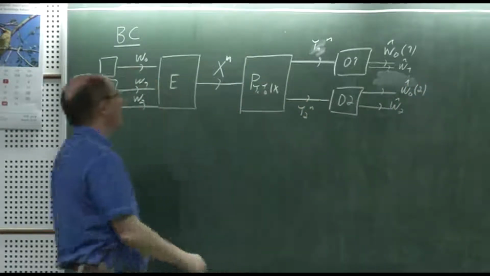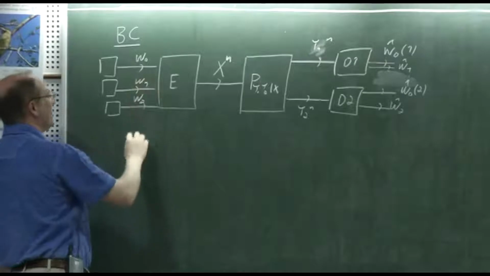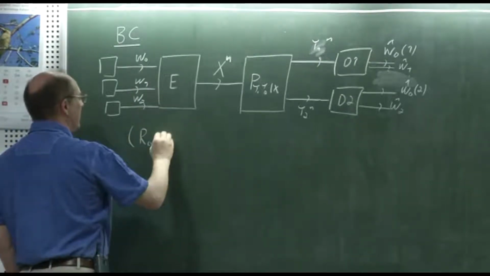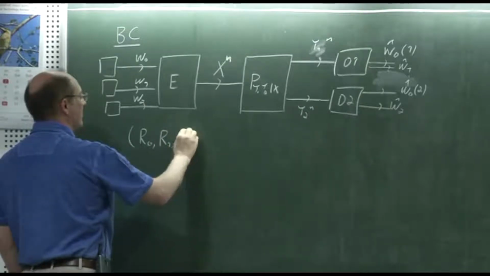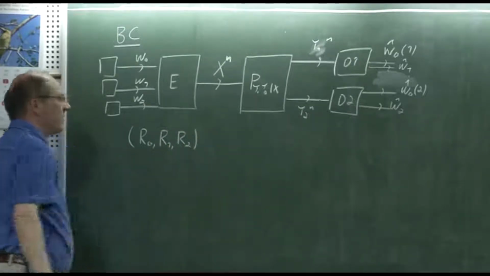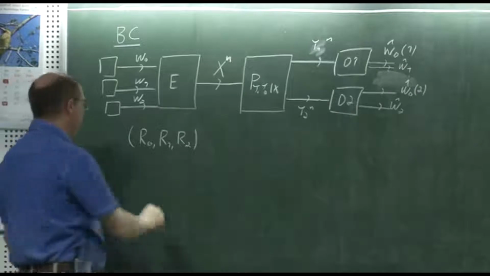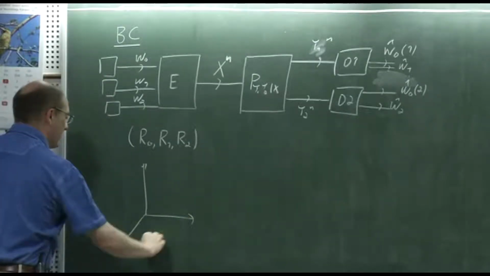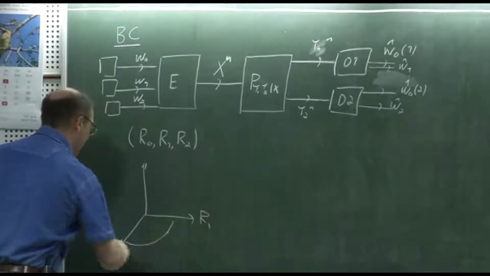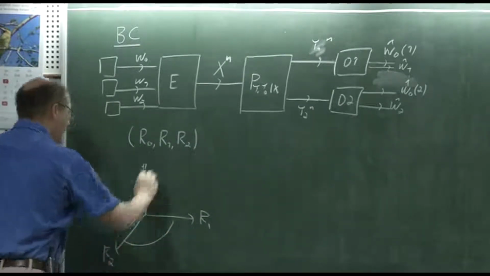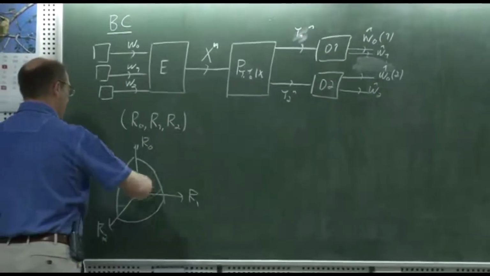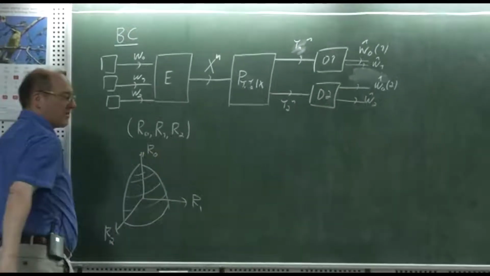And we were asking for the rates, these all have different rates, R0, R1, R2. And so we're looking for the set of rate triples R0, R1, R2. That's what we're looking for. And the capacity region, we said what we're really looking for is a region. This is R1, R2, R0. We're looking for some region that looks like this.